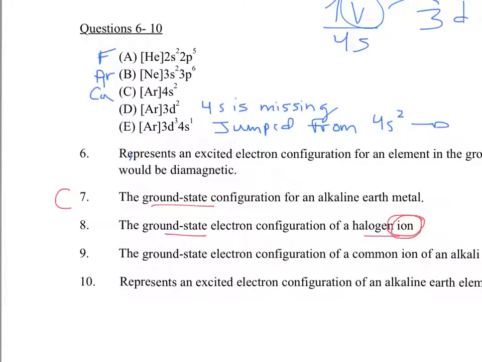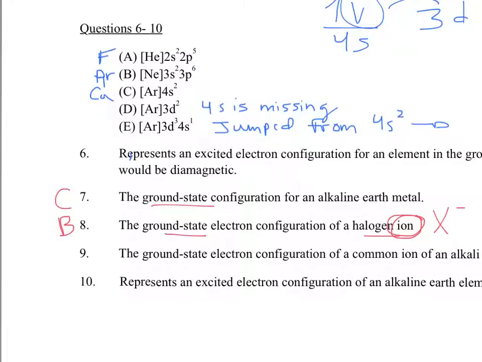8. The ground state of a halogen ion. What does an ion mean? Charge. So if it's a halogen, what's it going to turn into? -1. So did it gain or did it lose? It gained. So what do all halogens turn into when they gain one? They turn into noble gas. So who's your noble gas? B, right? Does that make sense?